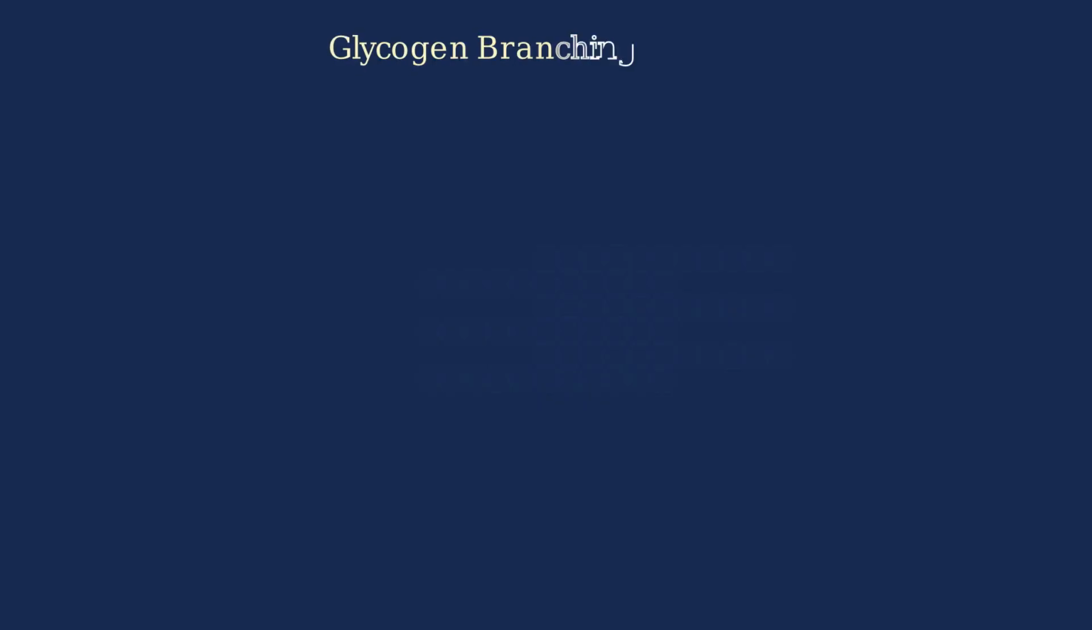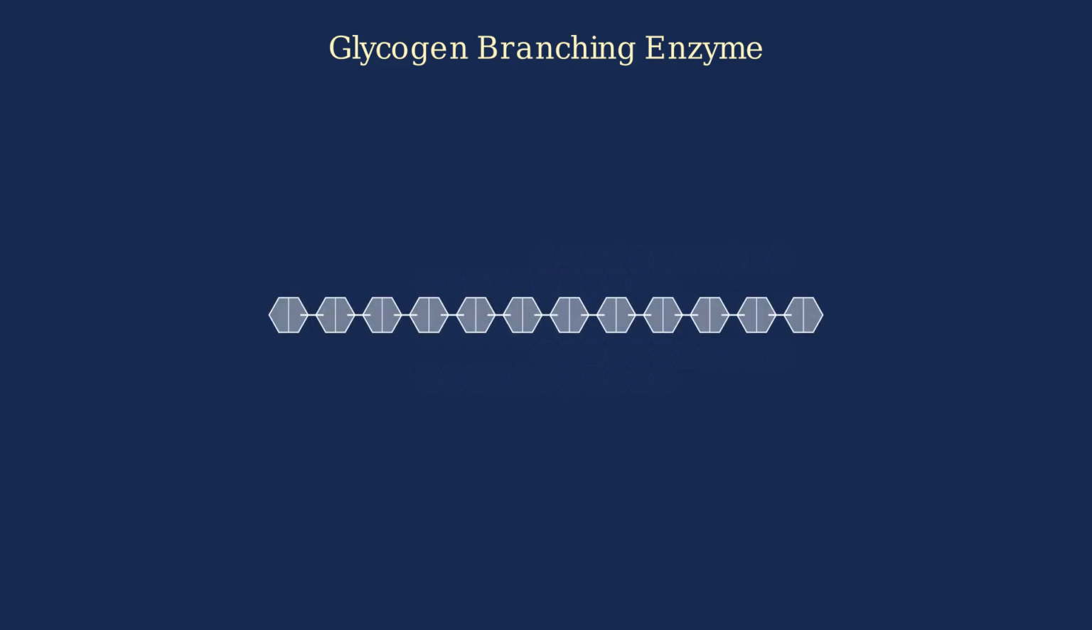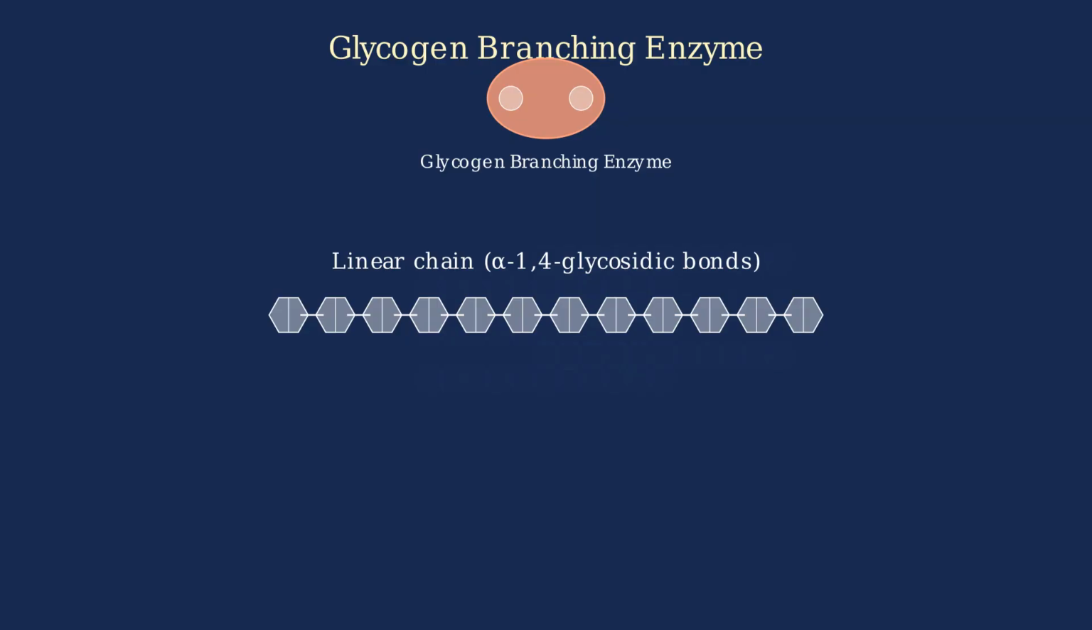Now we'll explore the glycogen branching enzyme, which plays a crucial role in creating the highly branched structure of glycogen. As glycogen synthase builds the linear chain of glucose units, it grows to about 10 to 14 glucose units connected by alpha-1,4 glycosidic bonds. When the chain reaches this length, glycogen branching enzyme comes into action.